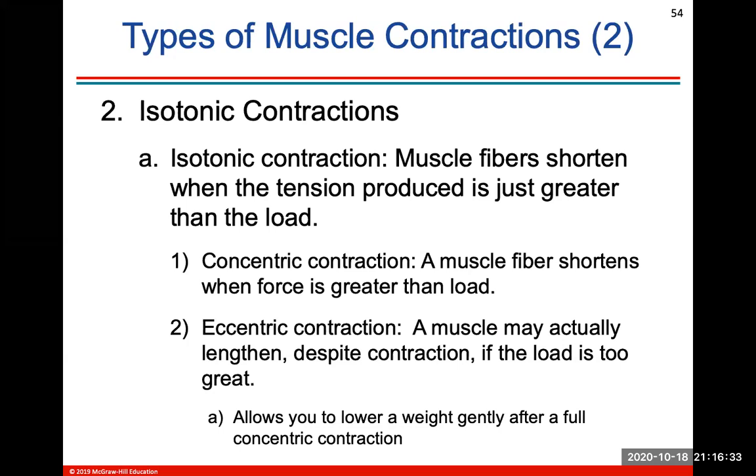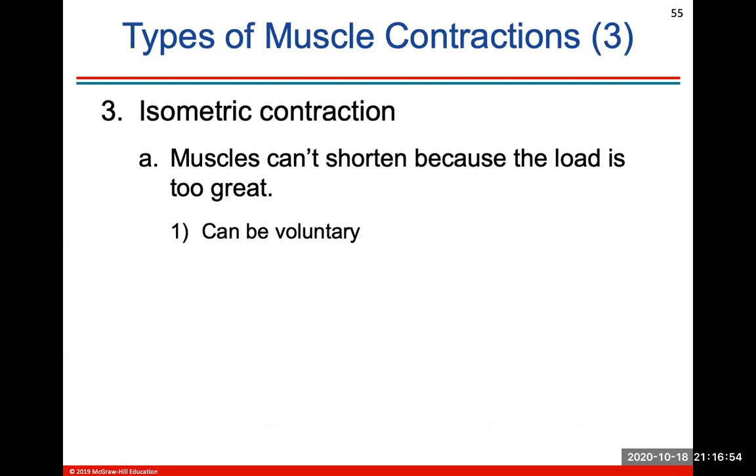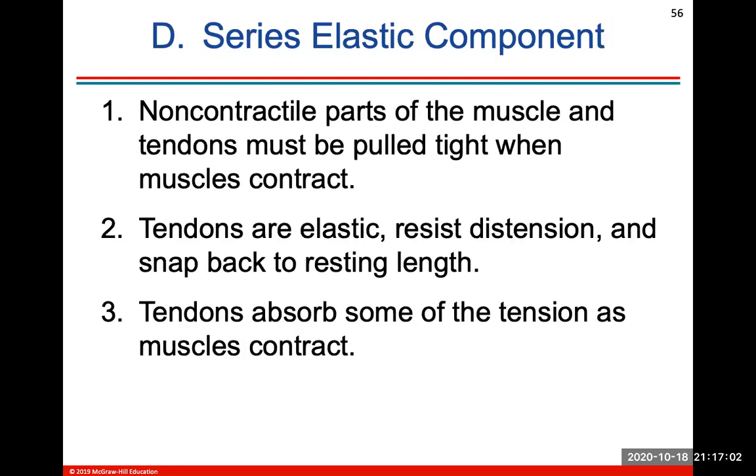An isotonic contraction is when muscle fibers shorten when the tension produced is just greater than the load. So a muscle fiber shortens when the force is greater than the load. That's a concentric contraction. And an eccentric contraction refers to a muscle that may actually lengthen despite the contraction if the load is too great. An isometric contraction is where muscles can't shorten because the load is too great. This can be voluntary. So those are the two types of contraction.